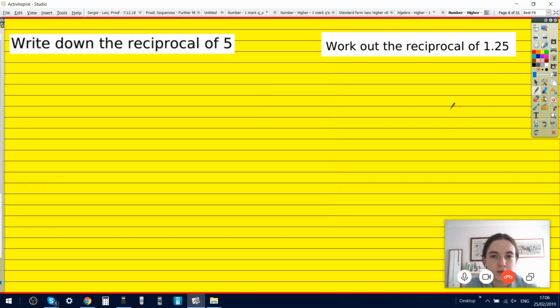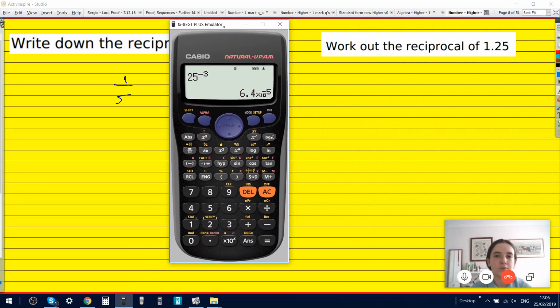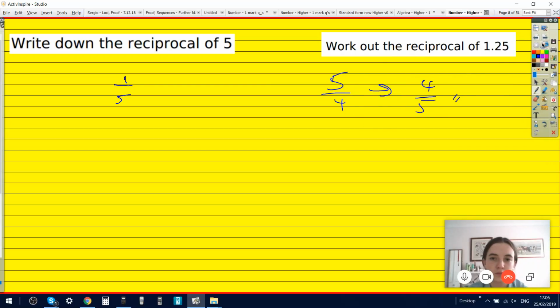Top left. 1 over 5. How would you do top right with your calculator? 1 divided by 1.25. Yeah, 1 divided by 1.25. There you go, 4 over 5. Basically, this is 5 over 4. And so its reciprocal is 4 over 5. 5 times 4 over 4 times 5 gives you 1.